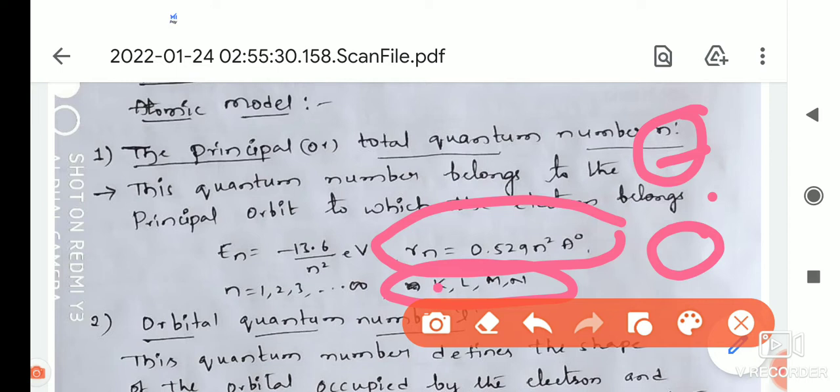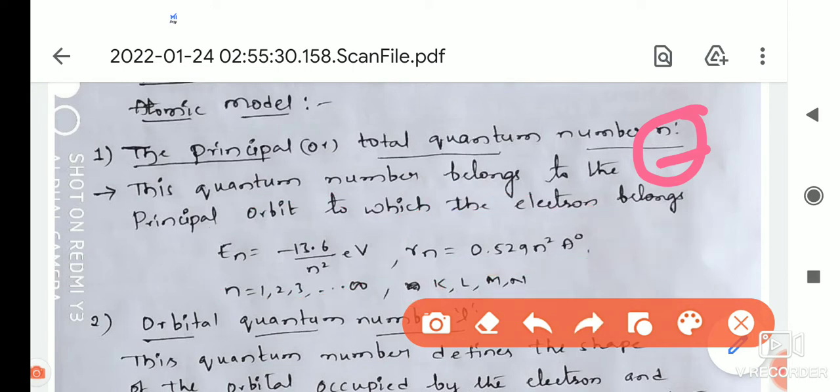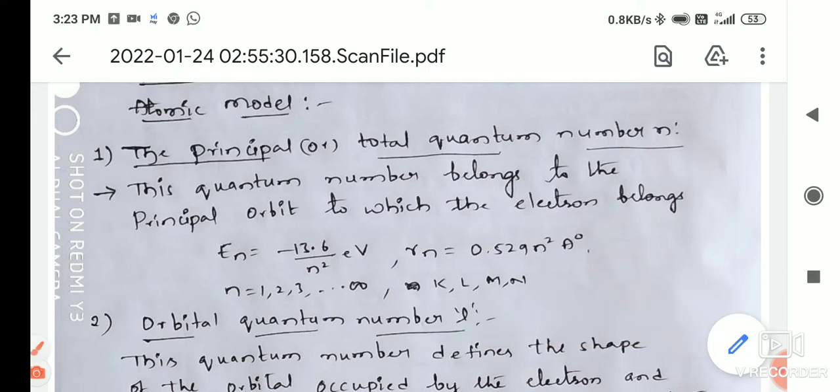Rn is equal to 0.529 n square angstrom, and it also gives the energy of the electron in a particular orbit, that is En is equal to minus 13.6 by n square electron volt. These are the main concepts of the principal quantum number. The principal quantum number explains the size of the orbit and also the energy of the electron in the particular orbit, and it also represents the particular shell, K, L, M, N. Like this we explain the principal quantum number.